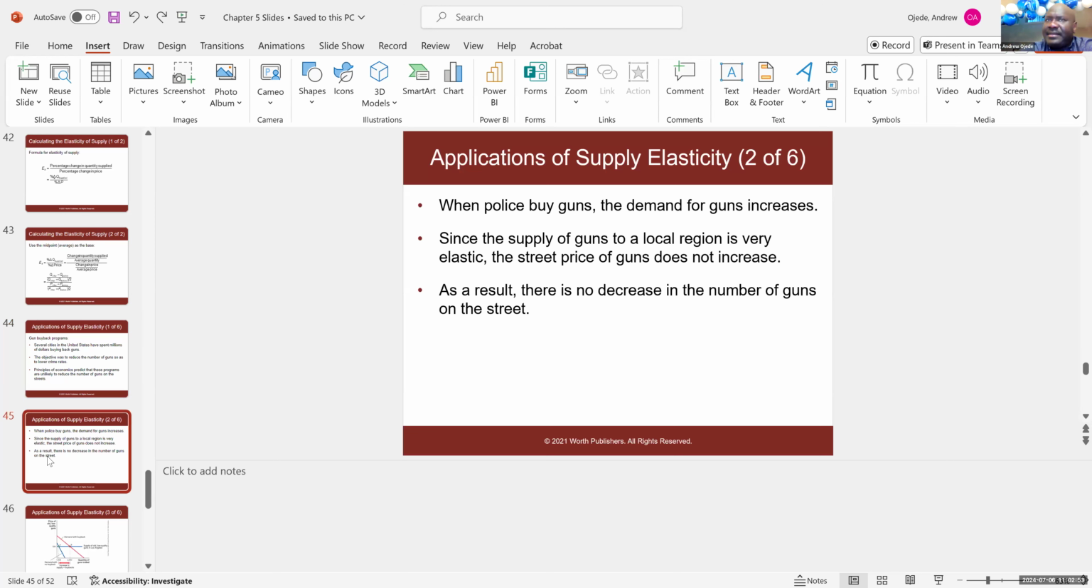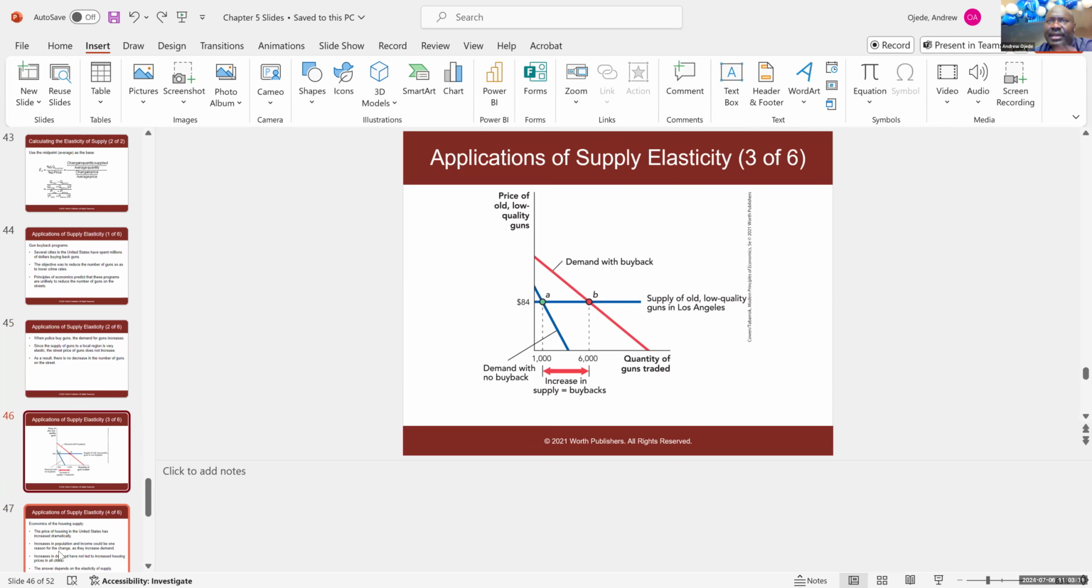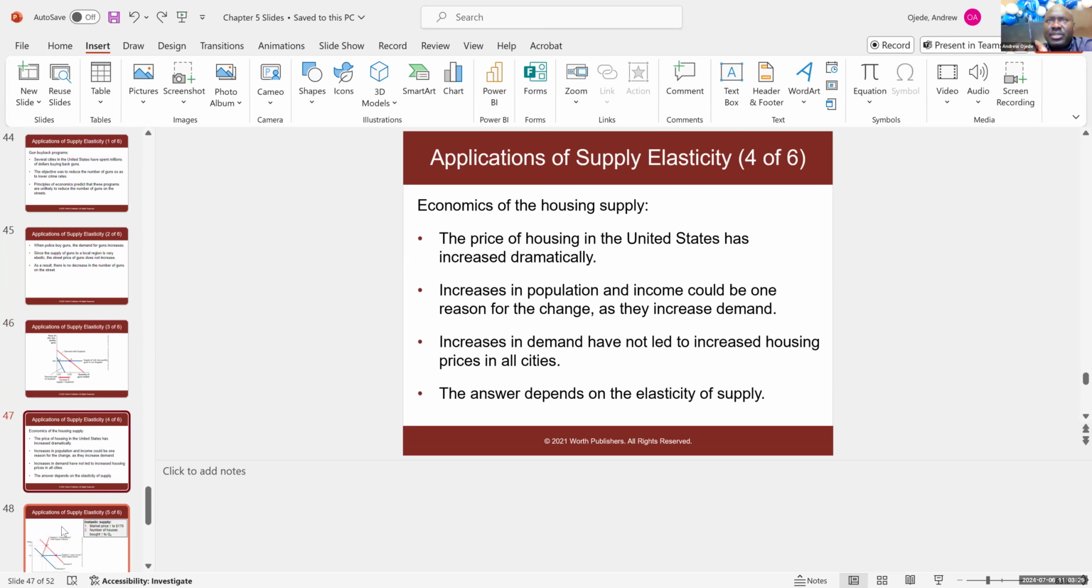When police buy guns, the demand for guns increases. Since the supply of guns to a local region is very elastic, the street price of guns does not increase. As a result, there's no decrease in the number of guns on the street. So the policy is not going to change anything. It's illustrated here: the demand for buyback and the demand with no buyback. The price will not change at all. So that policy is most likely going to fail.